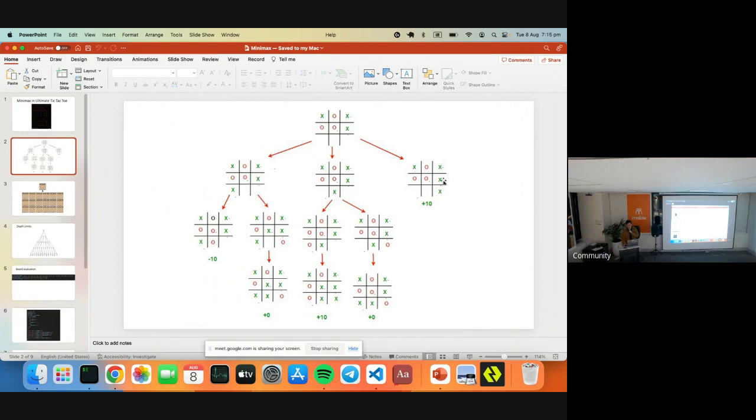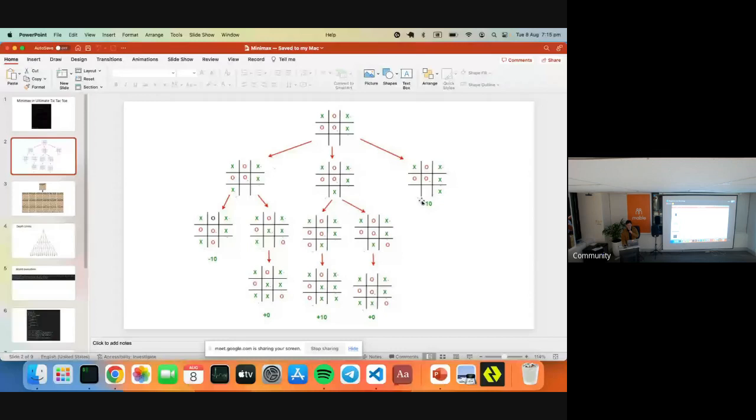So for here, X is a maximizing player. So if the board makes him a win, then it will be a positive 10. But player O is a minimizing player, so he wants to get a negative score. And actually, the score is not for the player. It is for the board itself.